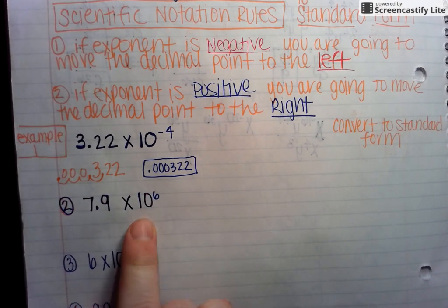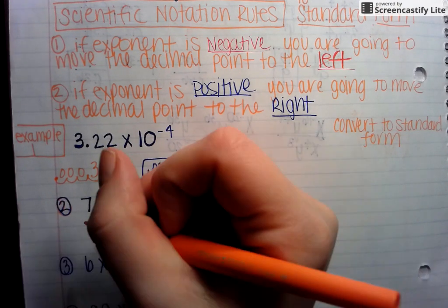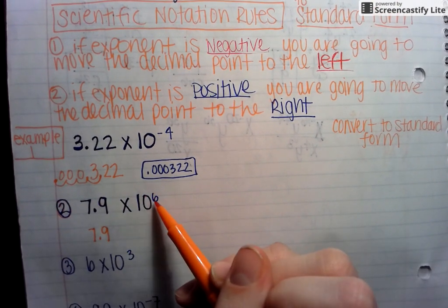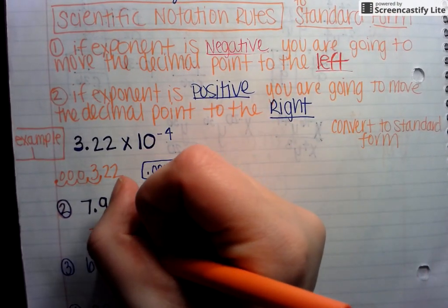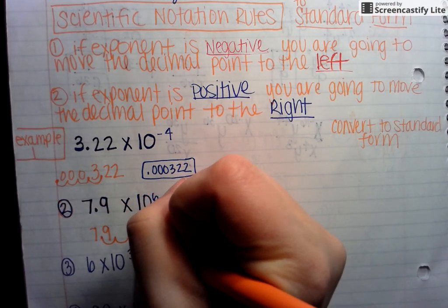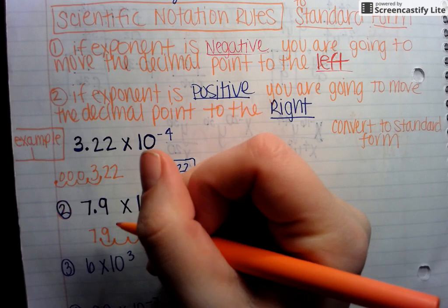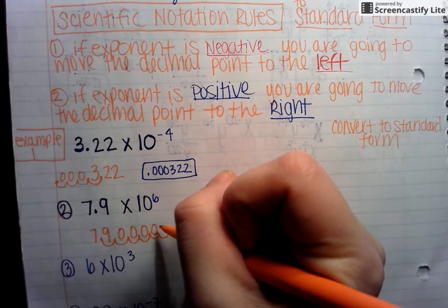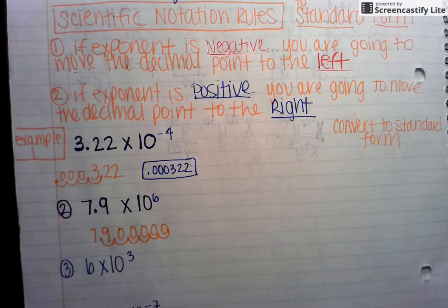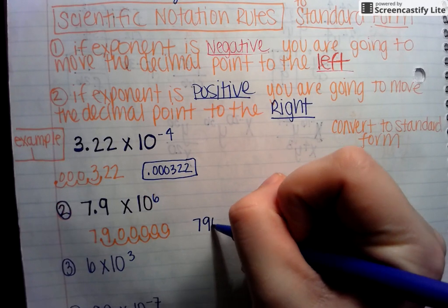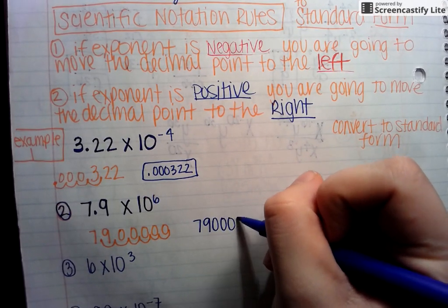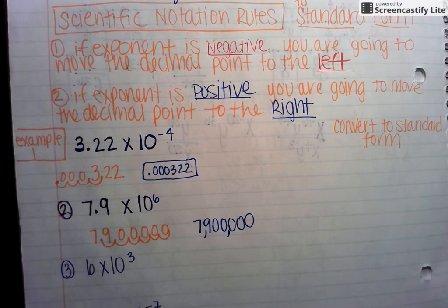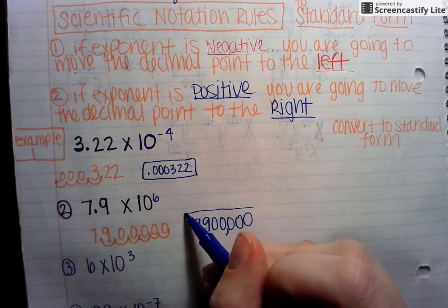Now this one is 7.9 times 10 to the 6. So I'm going to rewrite 7.9. I'm going to move the decimal 6 spots to the right because I want to make it a larger number. So I'm going to go 1, 2, 3, 4, 5, 6. I'm going to add 1 zero, 2 zeros, 3, 4, 5. So my new number is going to be 7, 9, and I have 5 zeros. I'm going to put my commas in. So it ends up being 7,900,000. That would be my final answer.